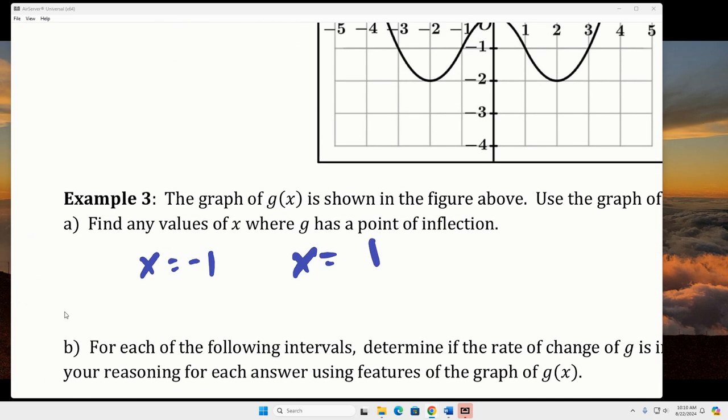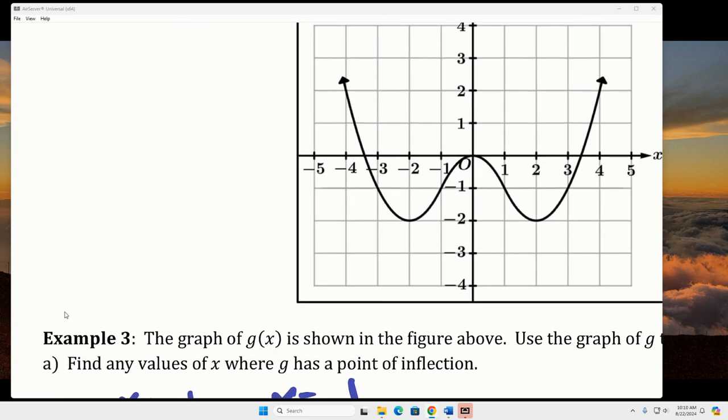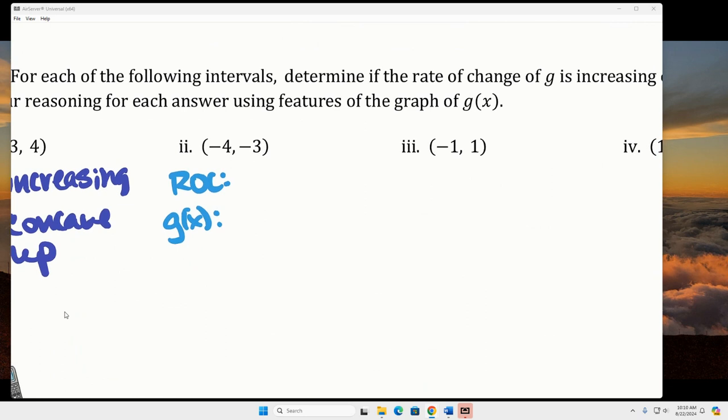All right, let's look at -4 to -3. So from here to here. Is the rate of change increasing or decreasing? Increasing. Why? There you go. All right, you guys try 3 and 4 on your own, please.